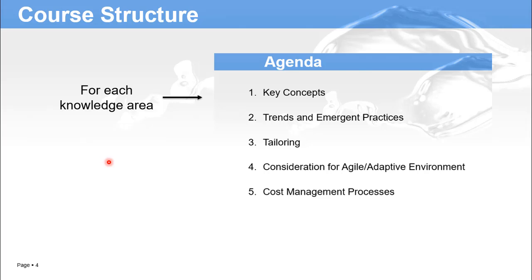For each knowledge area we will define and illustrate the key concepts, and then trends and emerging practices, tailoring considerations, and considerations for agile and adaptive environments. Actually, these 4 parts represent new sections in the PMBOK book.